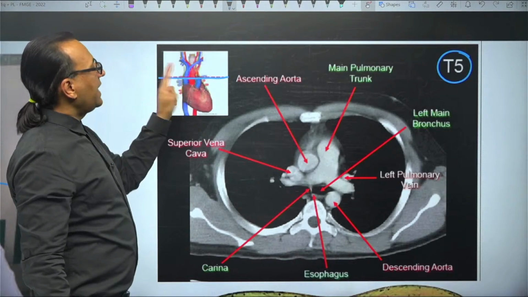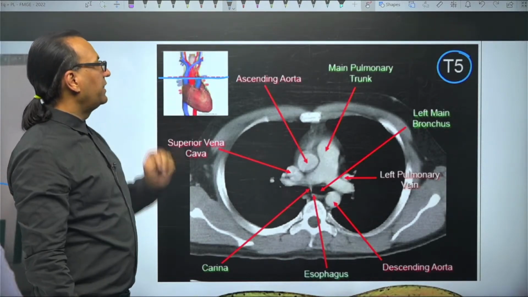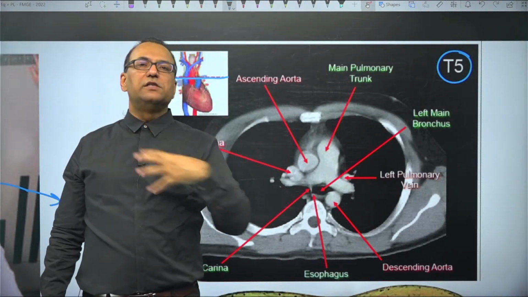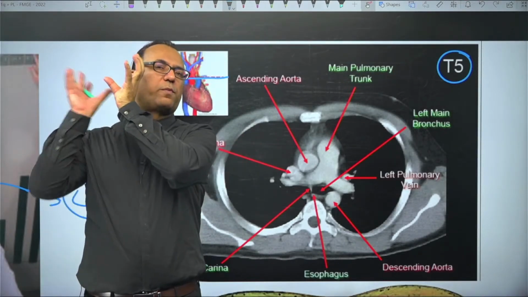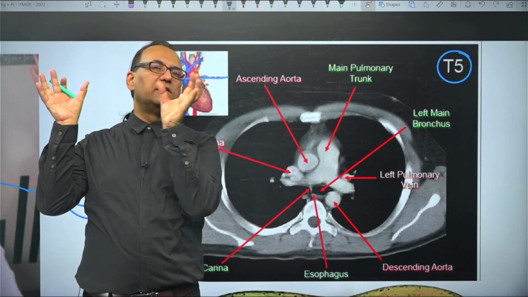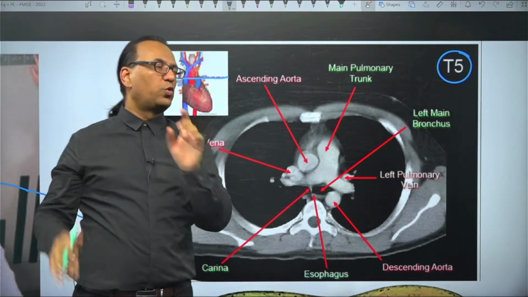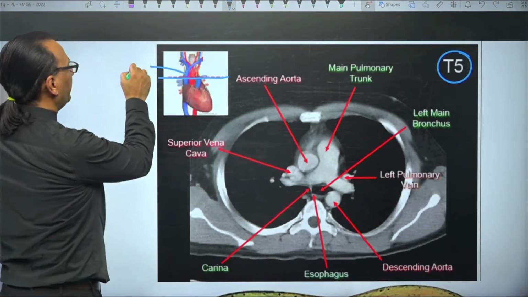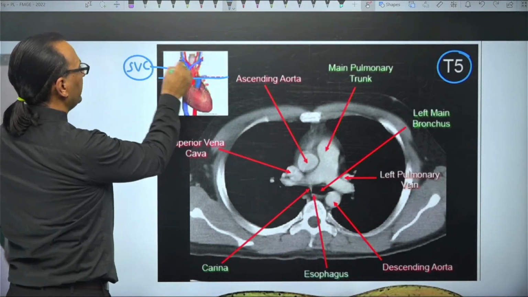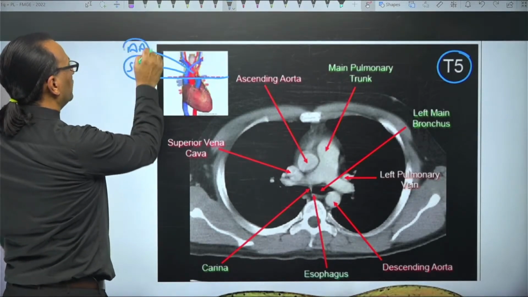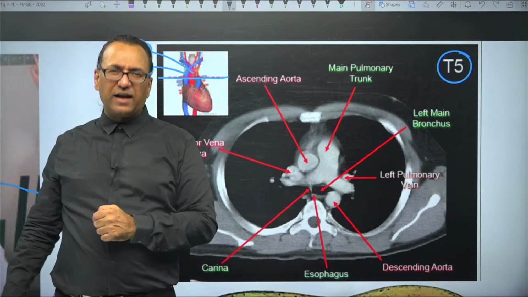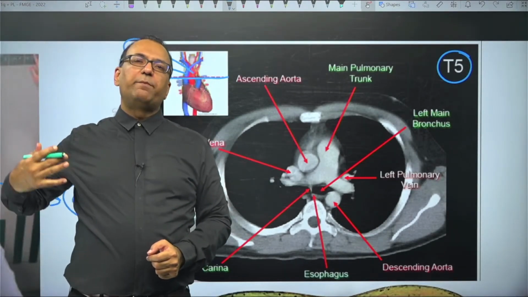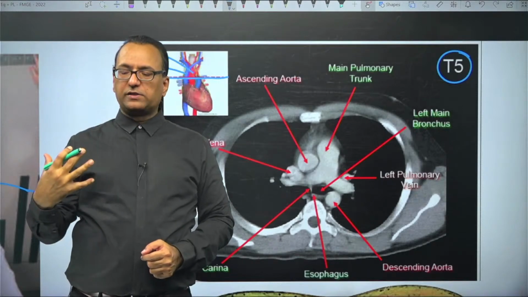What is the next vessel which you will find? It will be the ascending aorta, the left ventricle giving the ascending aorta. It is seen next. So superior vena cava, ascending aorta. What is still next towards the left side? Number one, we are telling it is the superior vena cava. Number two, the ascending aorta. What is the next thing which you find? It is shown in blue color. That is the right ventricle sending the pulmonary trunk.